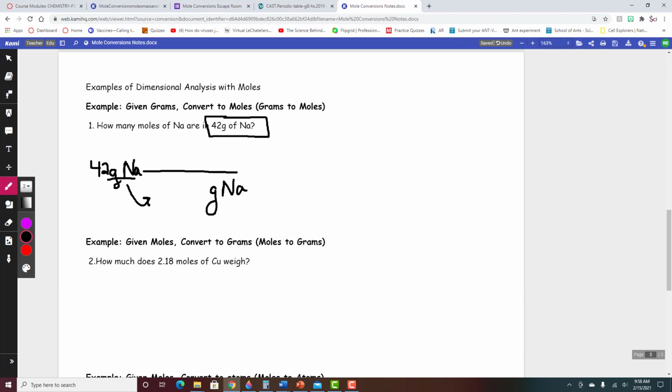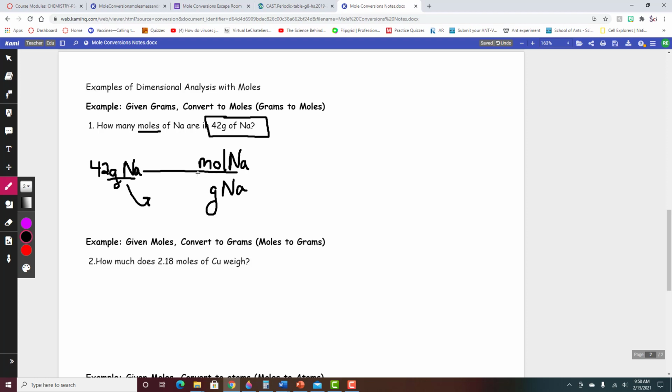The top unit is going to be what they asked for, and so they asked for moles. The abbreviation for mole is mol, even though it's only chopping off one letter, the e, but you write moles in a problem as mol. That's how you abbreviate it. And then it's moles of Na.